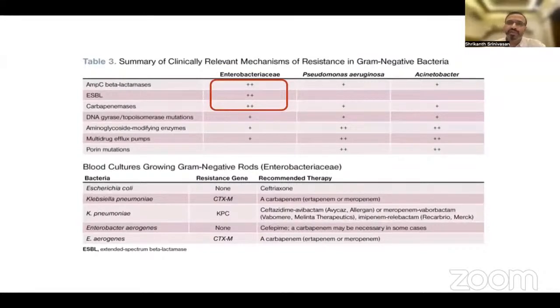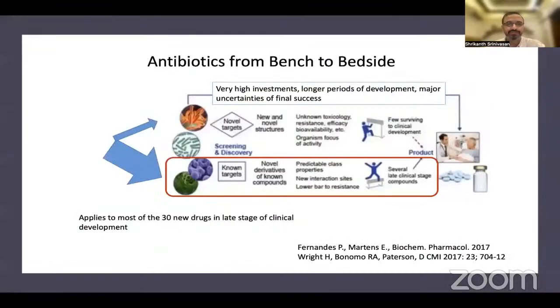When we talk about Pseudomonas and Acinetobacter, they have similar mechanisms of resistance. They are usually aminoglycoside modifying enzymes, multi-drug efflux pumps, or porin mutations. So these are the major mechanisms of resistance for the various subgroups or species of bacteria.